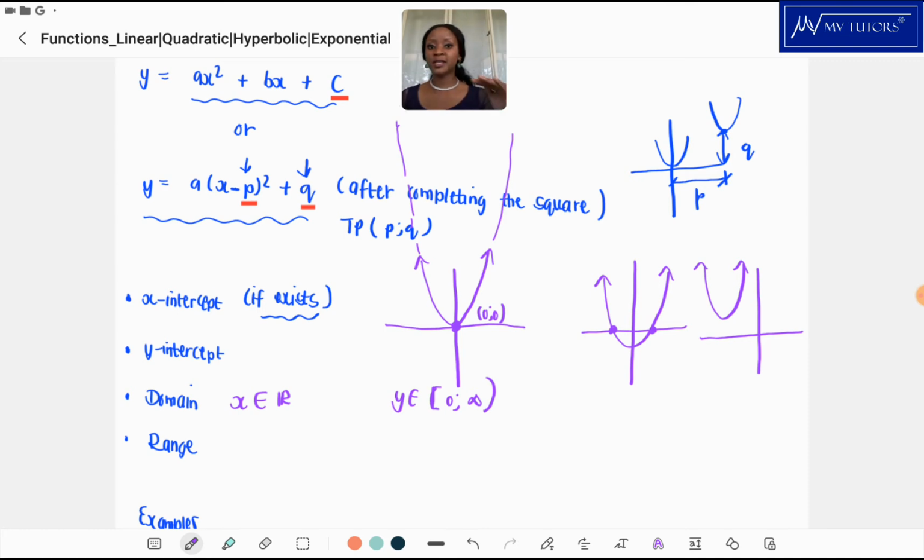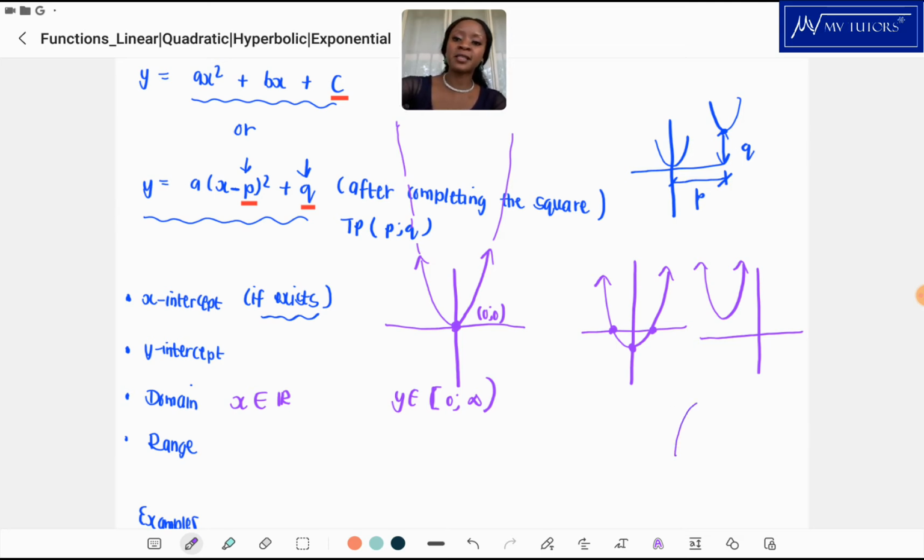Remember, infinity always has round brackets. It never has a square bracket because we don't know the value of infinity. It's undefined, all right? Again, here you have your minimum, so it depends. As long as you have your turning point, you can take the y-coordinate of your turning point, and that is where your graph starts, provided that you have a minimum.